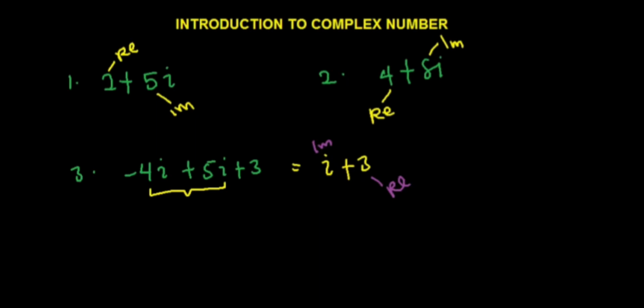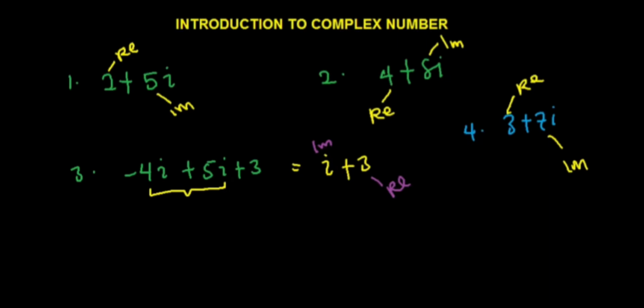One more. Let me give you one more. What if we have something like this? If I have 3 plus 7i, what will be the real part? The real part is what? 3. This is the real part here, and this is the imaginary part. So you see how it's very simple.